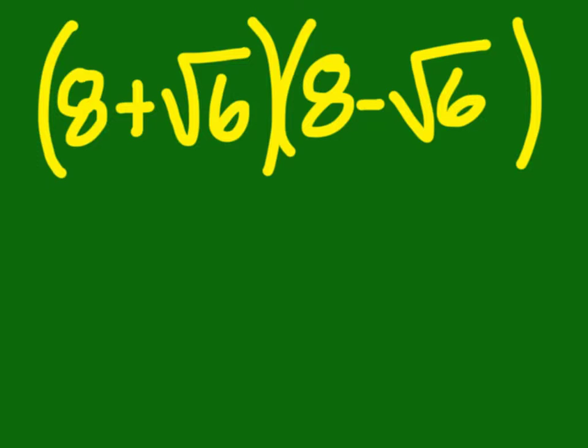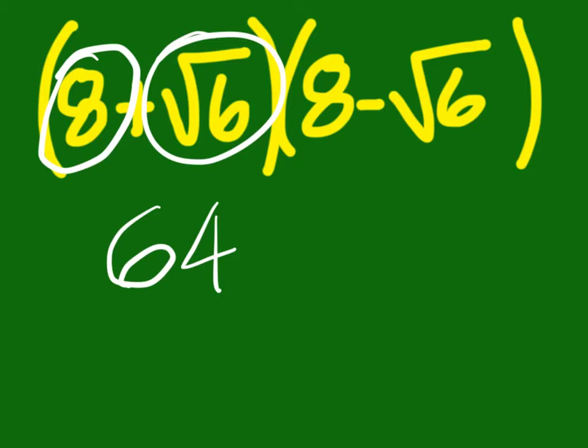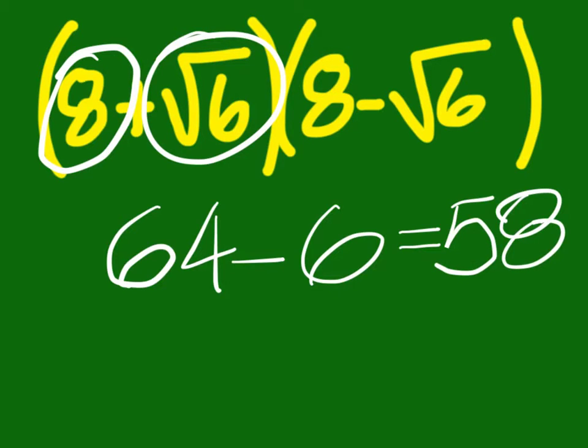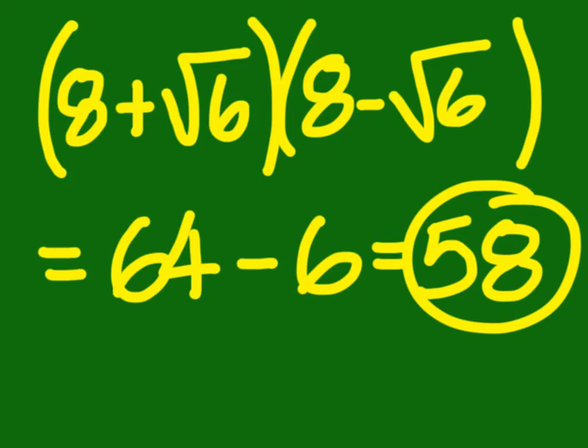8 plus the square root of 6, 8 minus the square root of 6. What's the square of 8? 64. And what's the square root of 6 squared? 6. What's the final answer? 58. We squared this to get 64 and this to get 6. It's always going to be minus in the middle. Your answer should be 58.